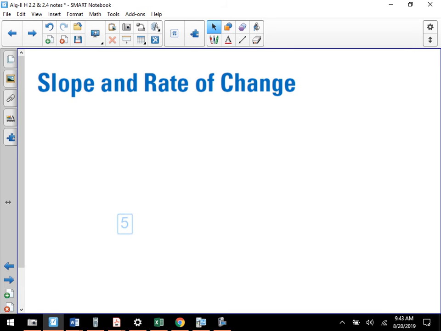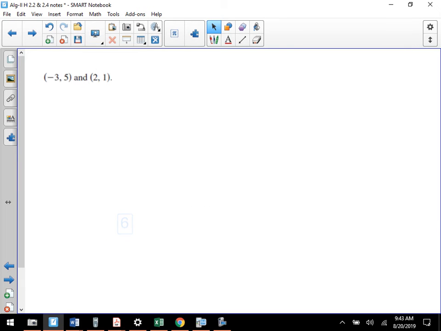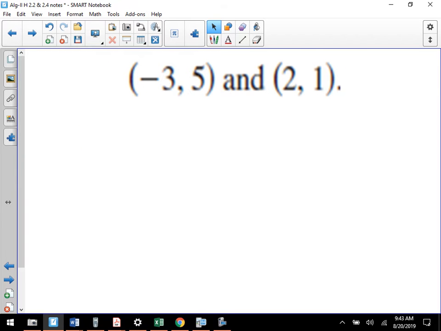I'm not worried about functions right now. Slopes, we did this. All right. Find the slope.